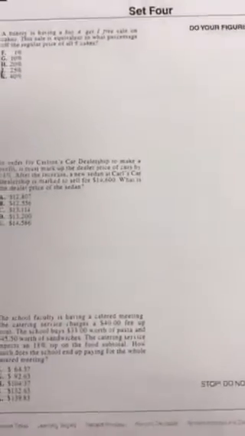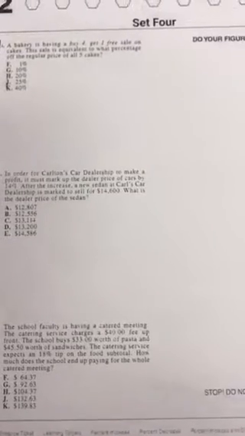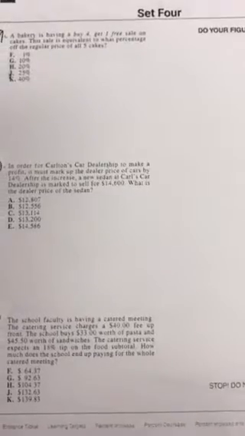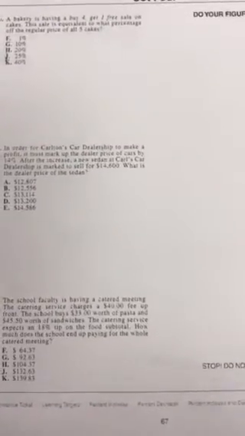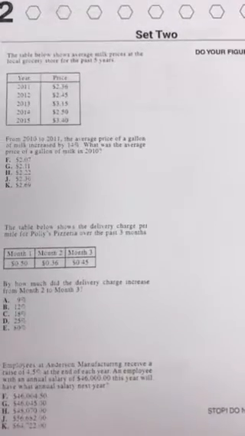Okay, next one's a bakery. All right, and I'll just let you read it. Okay, and then the dealership down below, and then a school faculty meeting is catered. Okay, next one, a table of milk.